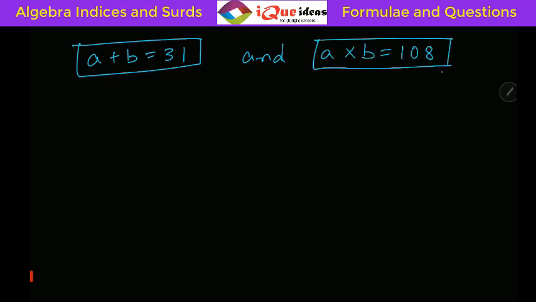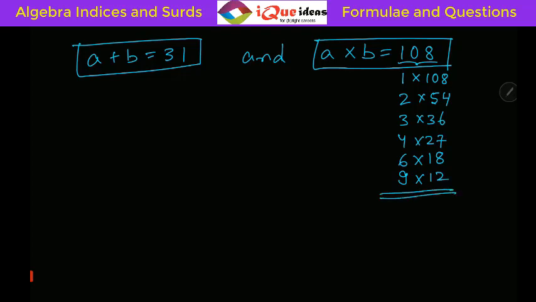Now there are many ways of solving these two equations and finding the values of a and b. I would suggest that you just break this 108 into two parts. How can you do that? Let's see. 1 into 108, 2 into 54. If you remember the basic tables, you can do it very fast. 3 into 36, 4 into 27, 5 will not be a factor, 6 into 18, 7 will not be a factor, 8 will not be a factor, 9 into 12. I think this is the last pair, because after this it will be 12 into 9, so no need to repeat.